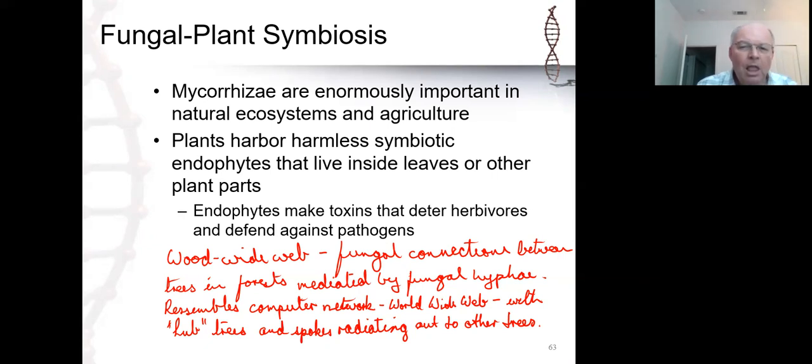These hub trees actually act as a distribution point for signals coming in from adjacent trees to be distributed out to other trees attached to the network. It's quite remarkable what this looks like. And this is something that we've only just started to really get a handle on. It's something that we've only known about for about 15 years now. But it predates by many millions of years the World Wide Web that we know of as part of our information technology. Kind of remarkable that this should be the case.